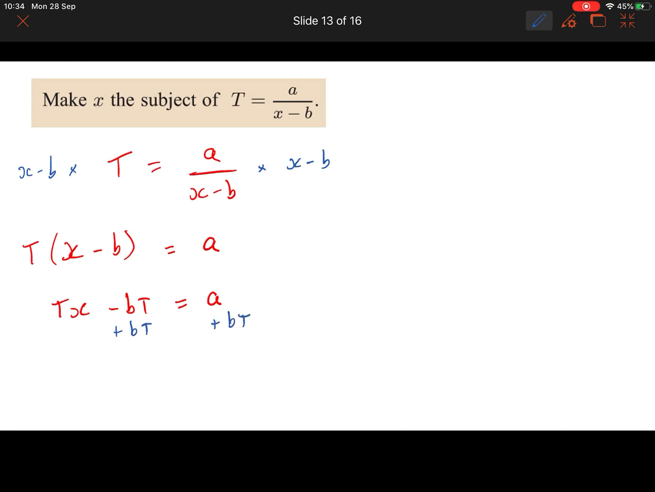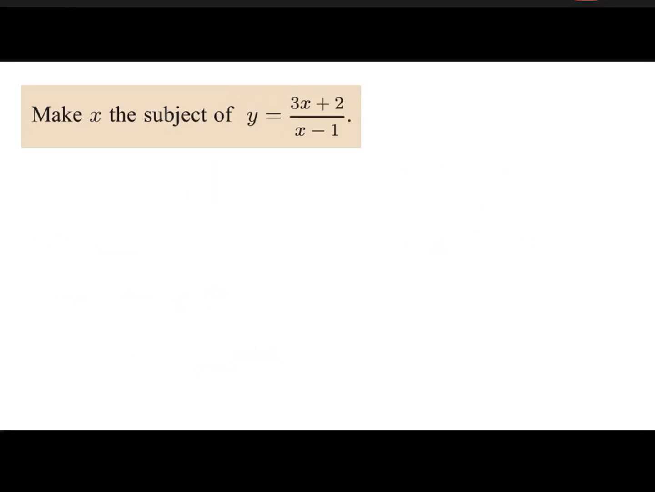So we can now throw over the minus bt by adding it. And so tx equals a plus bt. And finally divide by t. So the answer is going to be x equals a plus bt over t. You could even rewrite that if you understood what I was saying about working backwards with the fractions. That would be a over t plus b. Would be another way of writing the same answer. Okay.